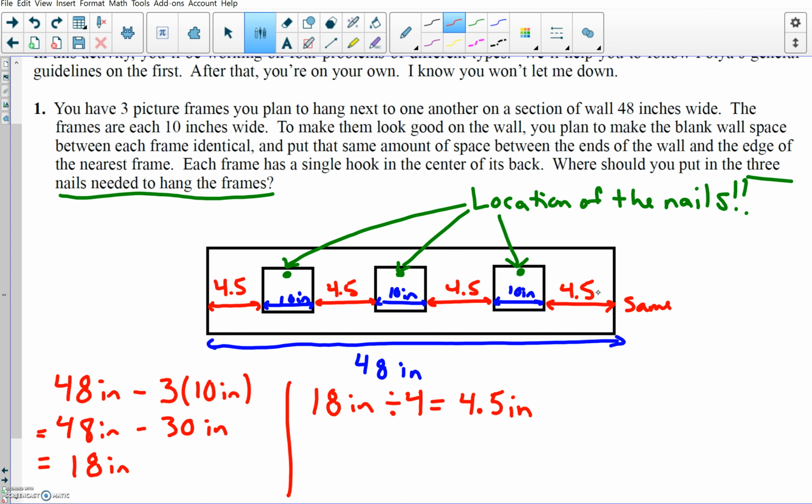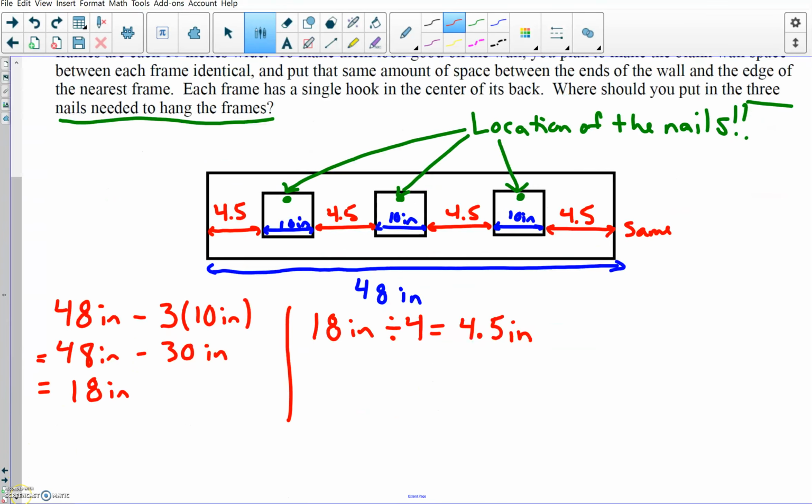So I know all the spaces on my wall. Now I need to find the location of the nails. Here, they didn't specify how they wanted us to describe that. They never said you have to measure from, say, the left wall or the right wall or from the center. They just said where to put them. So because of that, we could have our answer given in a bunch of different ways.